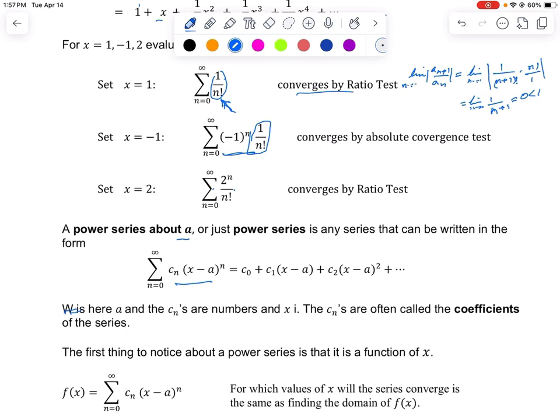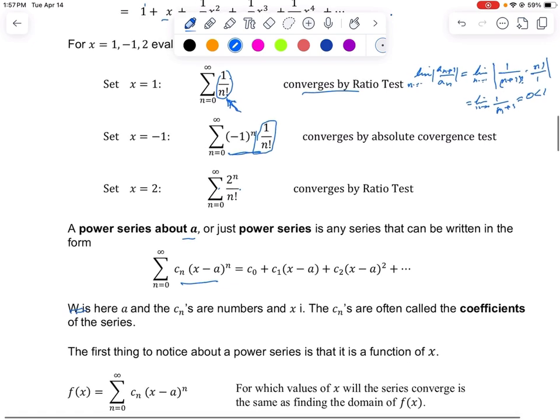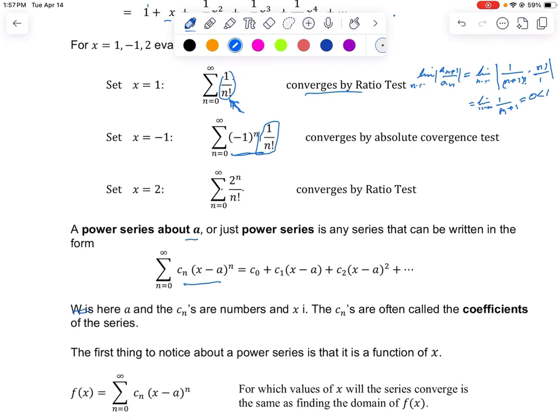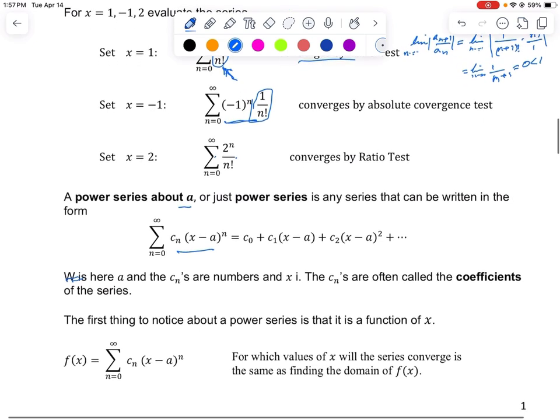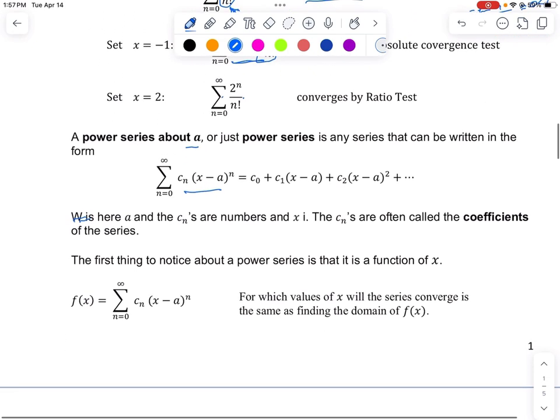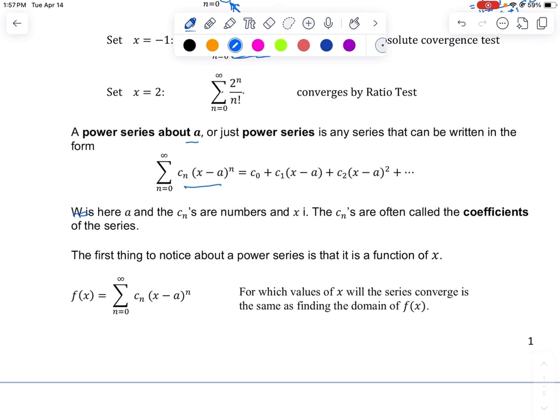Here, a is a number, the c_n's are numbers, and x is the variable. Some things are missing in this sentence. The c_n's are often called the coefficients of the series. Now we notice that a power series is a function of x. We have an x introduced into the series, so it becomes a function of x, and we can write it as a function.